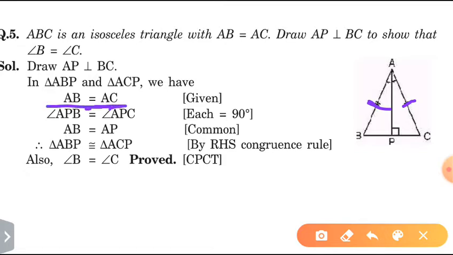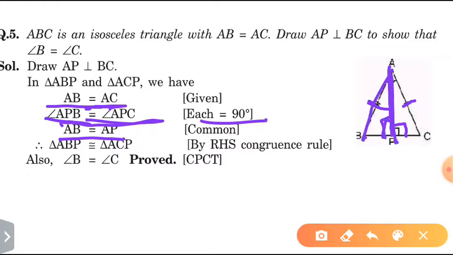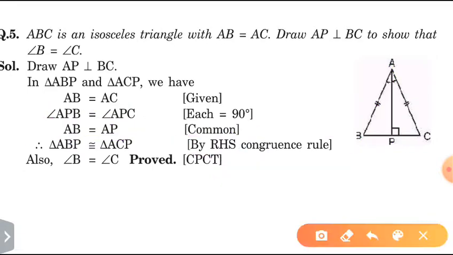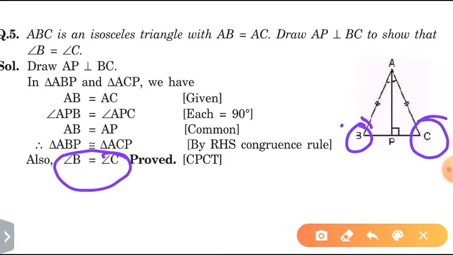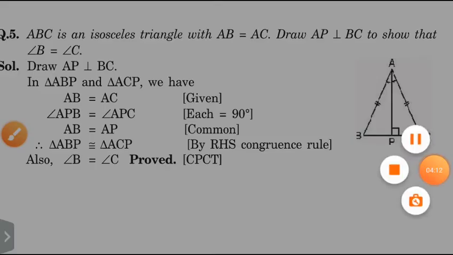And the second thing is angle APB, that means this angle, and this angle APC. Both the angles are equal because both are 90-degree, and you can see that AP is common. So you can see that right angle, hypotenuse, and side. From RHS congruency both the triangles are congruent. So by CPCT you can see that angle B is equal to angle C. This exercise is finished. Now move to the next exercise.